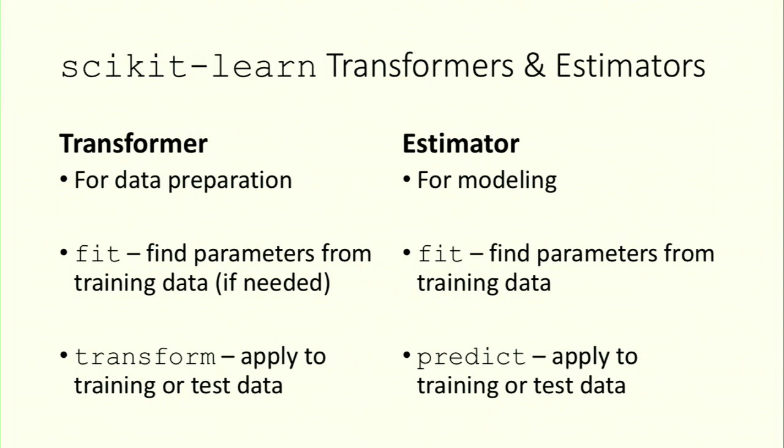They both have a fit method. What this does is it takes the training data and finds all the parameters that the transformer or estimator needs to use in the future. And sometimes transformers don't need any parameters. And then the transformer has a transform method, unsurprisingly. This applies the transformation to either the training data or test data or any new data set you want. And the estimator in parallel has the predict method, which applies the predictive model to the test or training data.